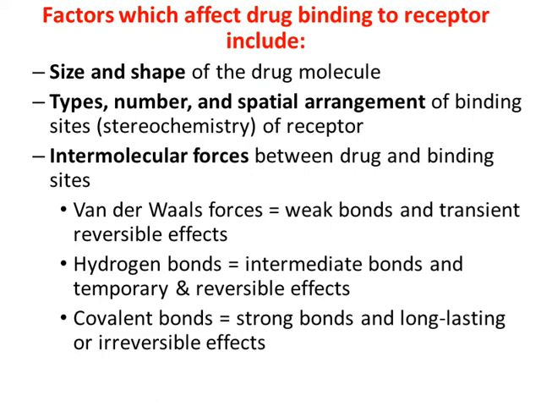The third factor which affects the binding is the intermolecular forces between the drug and the binding site of the receptor. Van der Waals forces are weak bonds and weak forces, and they are reversible interactions, and they are temporary. The word transient means temporary. Whenever there are hydrogen bonds, the hydrogen bonds are of intermediate strength. They are not too strong, they are not too weak, but still they are temporary and reversible. Covalent bonds are stronger bonds, they are long-lasting bonds, and they have irreversible effect.